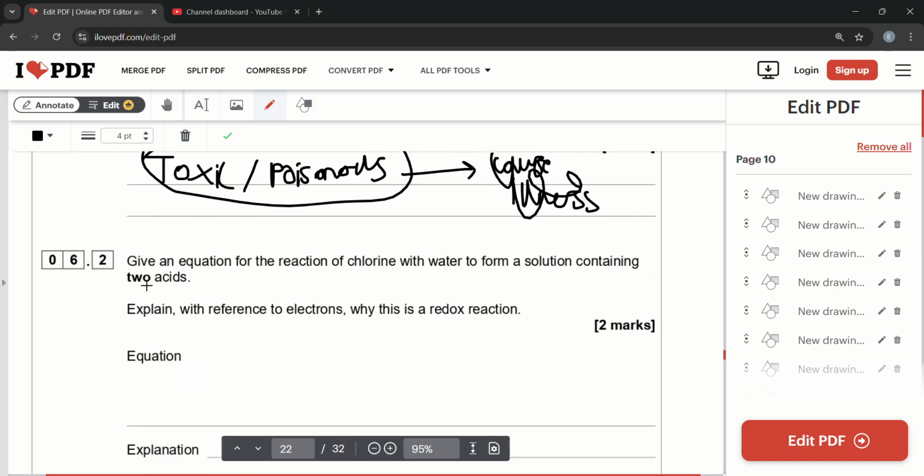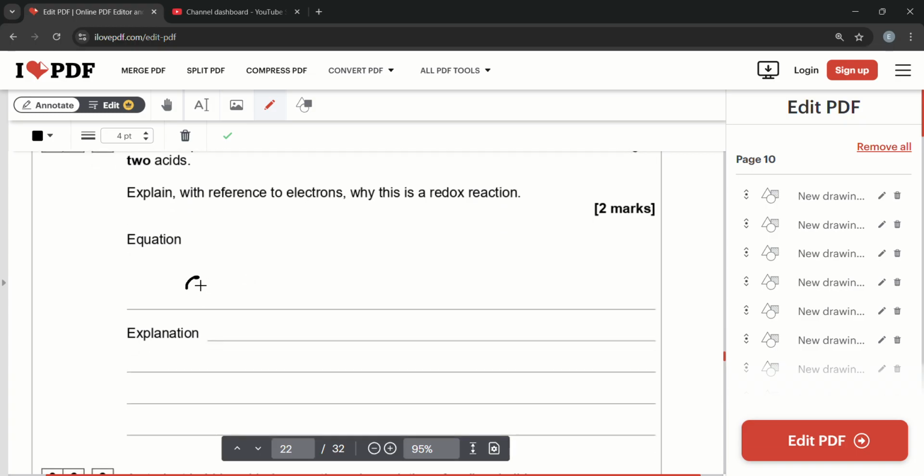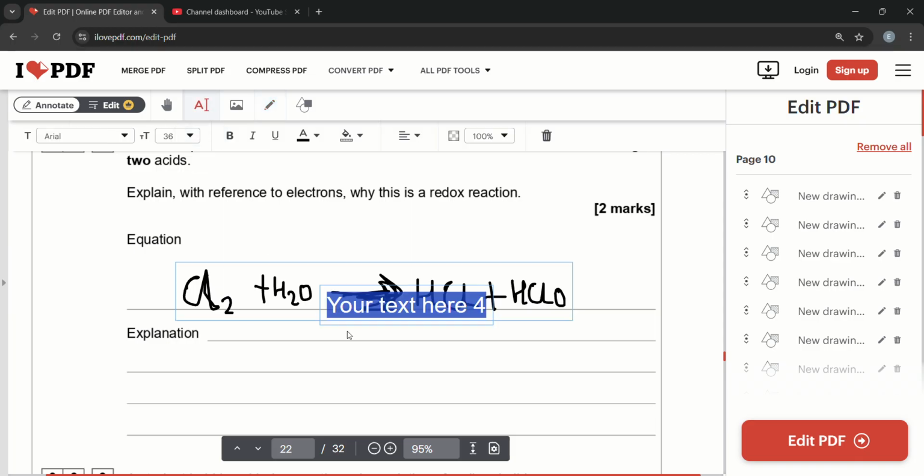Give an equation for the reaction of chlorine with water to form a solution containing two acids, and explain with reference to electrons why this is a redox reaction. So chlorine with water, Cl2 plus H2O to form HCl plus HClO. Cl2 plus H2O arrow HCl plus HClO. Why is it a redox reaction?